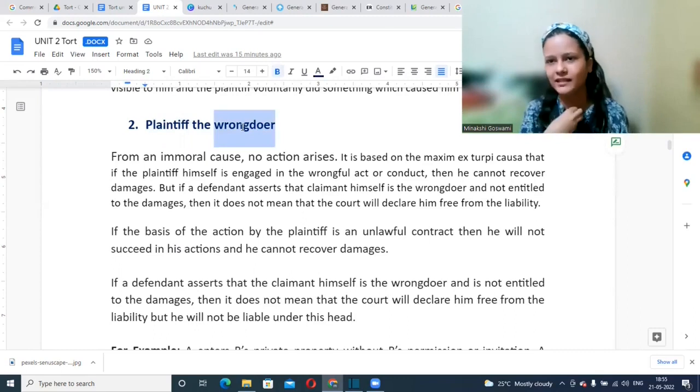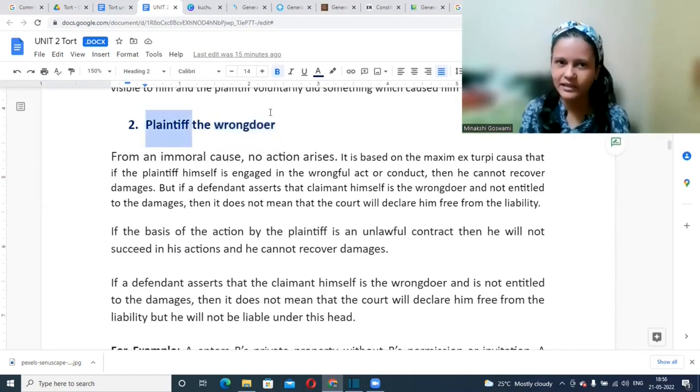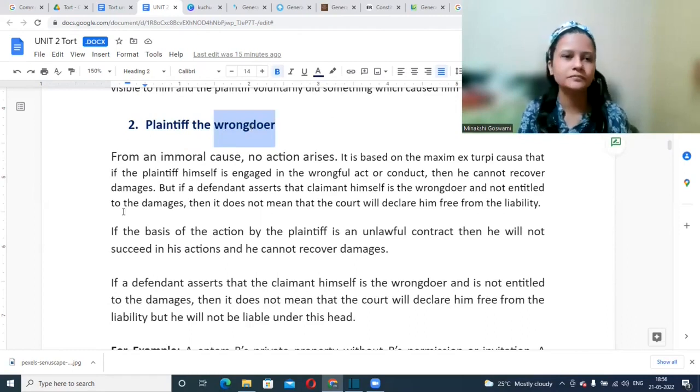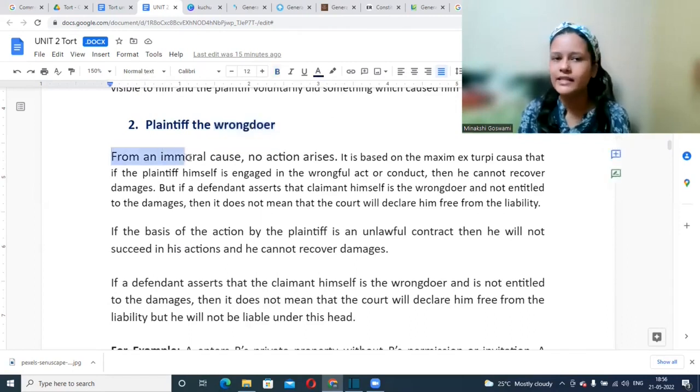Usually what happens? Plaintiff is the one who has suffered loss. Defendant is the one who has done something wrong. But here what is happening? Plaintiff is filing a case, but plaintiff only is a wrongdoer. He only did something wrong. He suffered injury and now he is only complaining about it. Okay. So it says, from an immoral cause, no action arises.